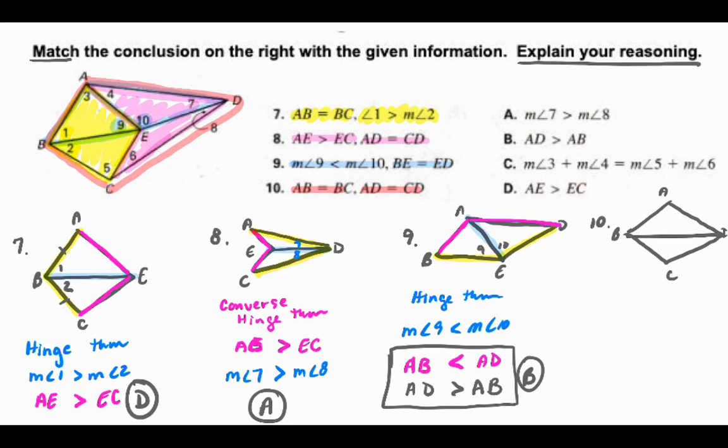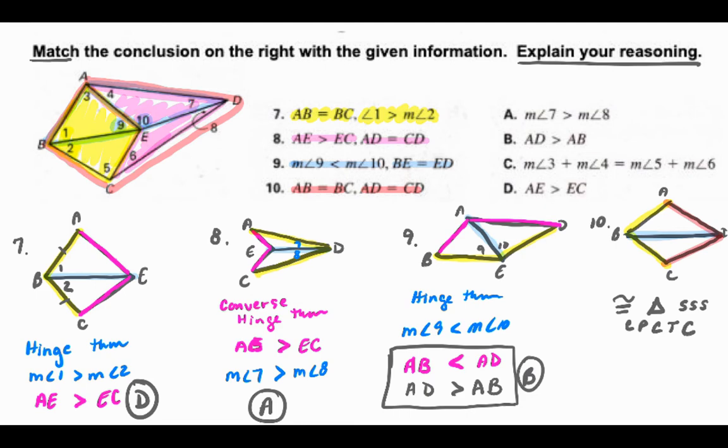So when we look at our information on this particular picture, we have that AB and BC are congruent. We also have that AD and CD are congruent, and it turns out that we have this set of sides congruent. So this is actually congruent triangles by side, side, side, and corresponding parts of congruent triangles are congruent.